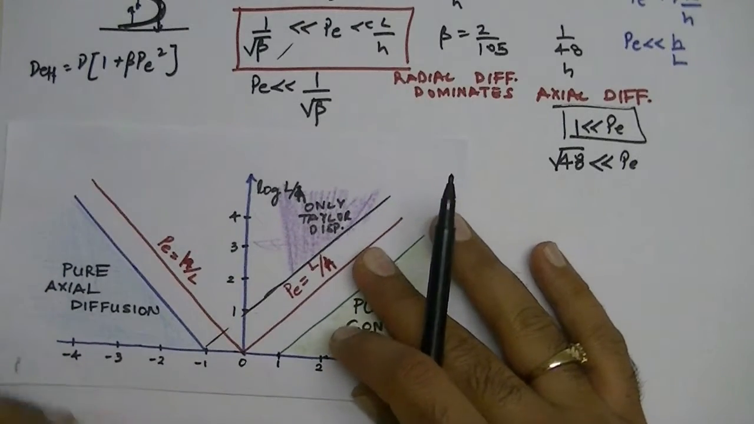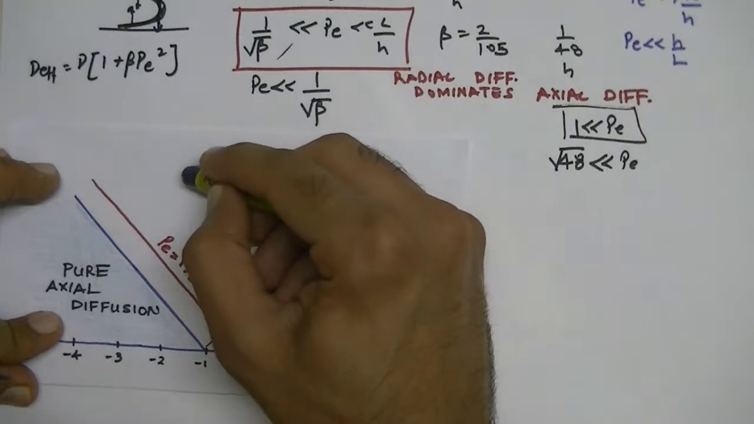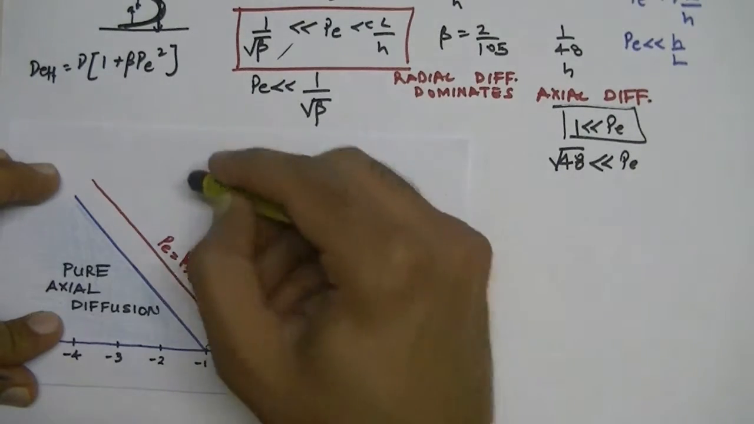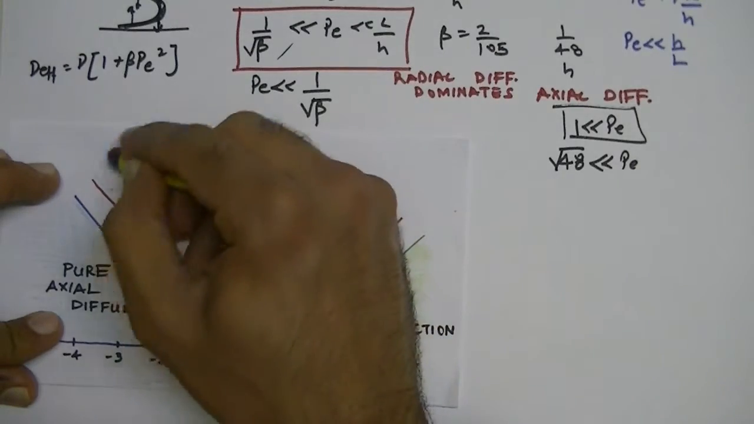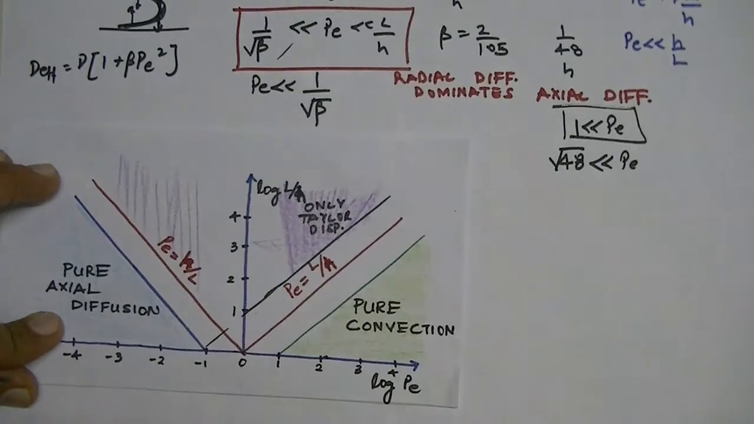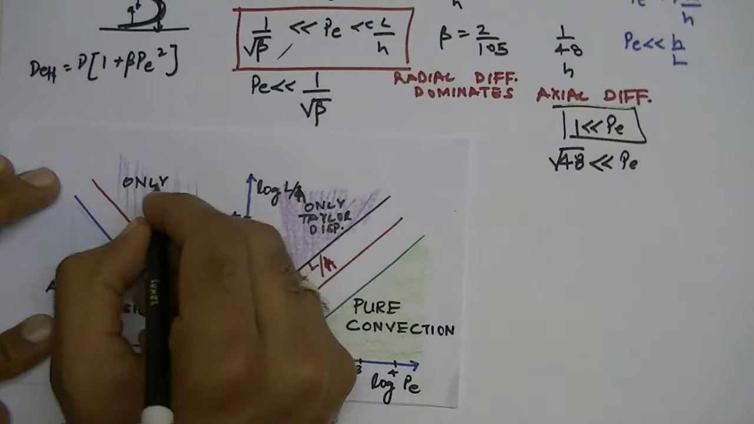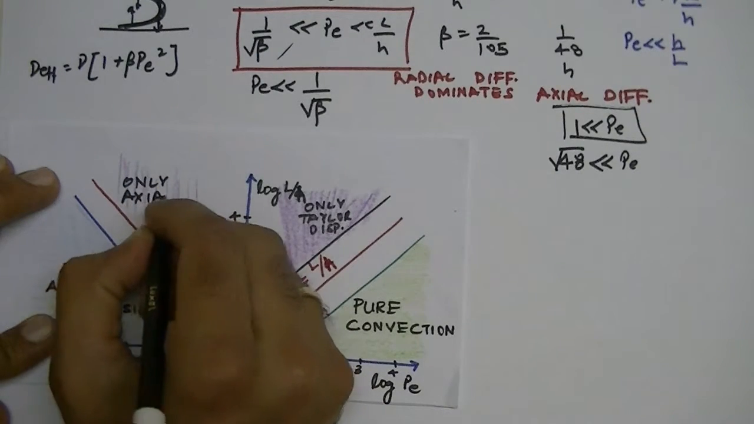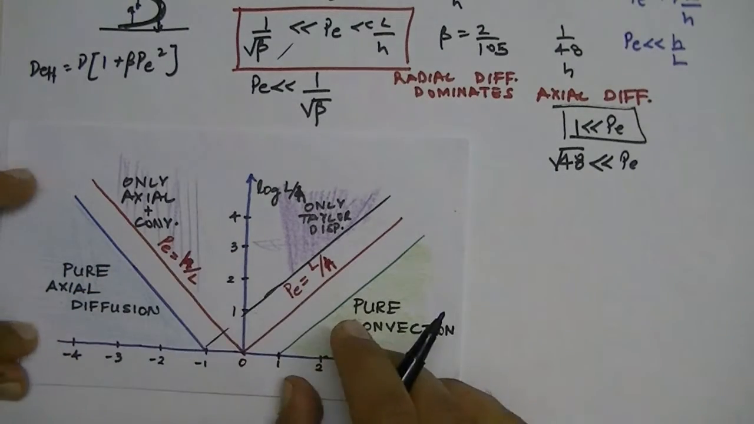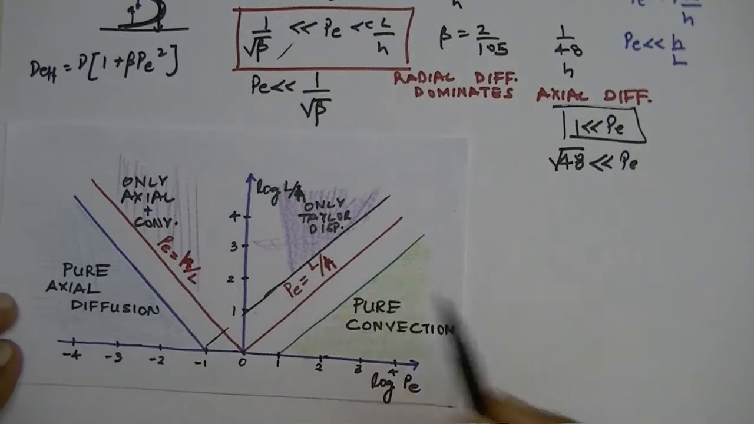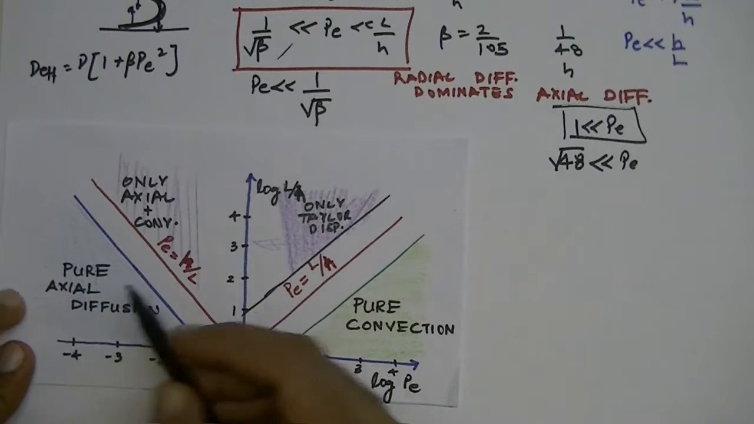Okay, and that means within this regime, somewhere over here, we have only axial diffusion plus convection, because if you take even smaller Peclet number, then you would have only pure axial diffusion.